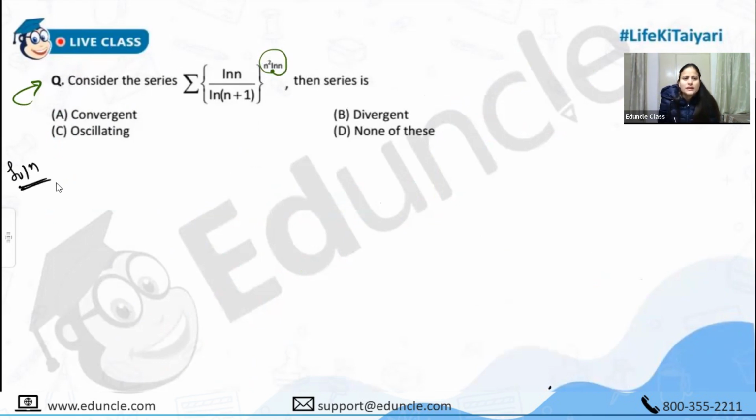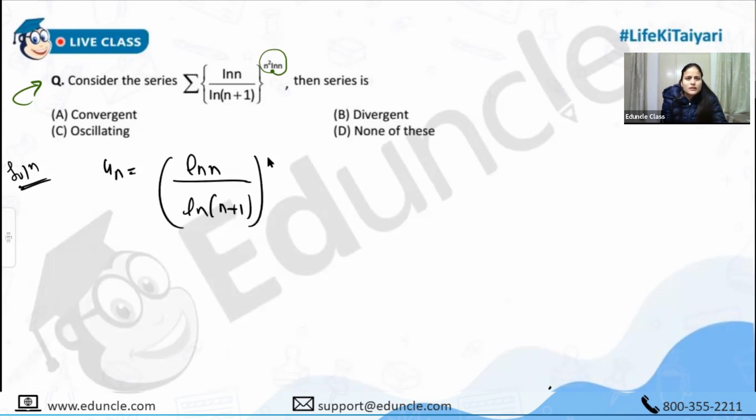So we have to apply here the root test. First the root test, then maybe some other test. Correct now? So the nth term is (ln n / ln(n+1)) to the power n² ln n. And I can modify this basically.